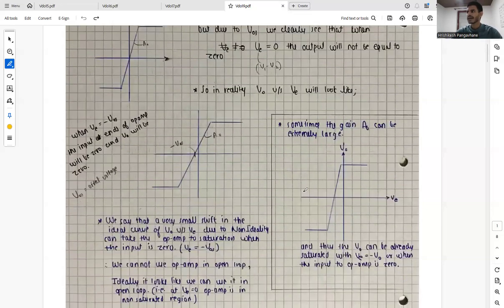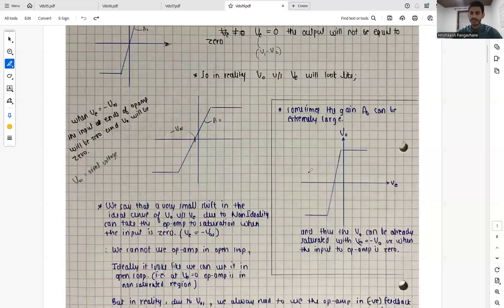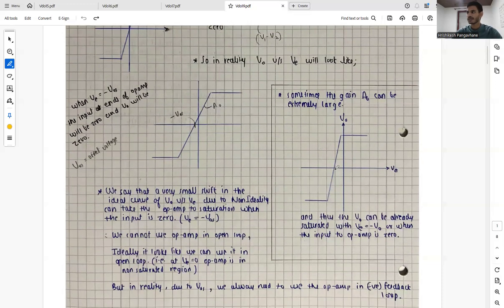And sometimes the gain A0, which is basically a DC gain, can be extremely large, and thus our slope might look like this. And we can say that a very small shift in the ideal curve of V0 versus VE, due to non-ideality, can take the op-amp to saturation when the input is 0. So what will happen basically? When the input is 0, meaning VE equals minus VOS, then at that point our op-amp can be at saturation.